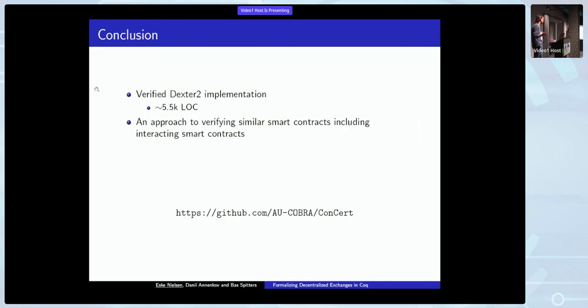Of course, there are many other proofs. We didn't only prove that theorem, but there are way too many to mention. In total, the formalization is about 5,500 lines of code. And it shows that we can really have a fairly modular approach to verifying even very complex smart contract interactions with many different smart contracts.